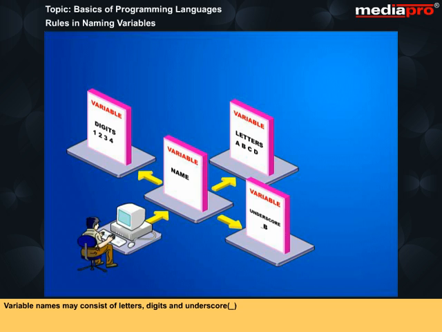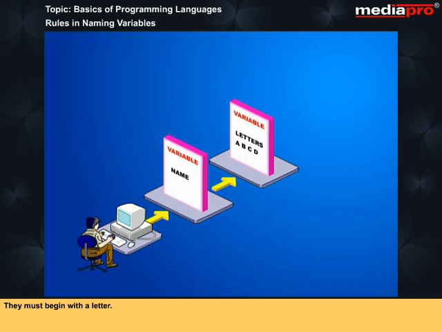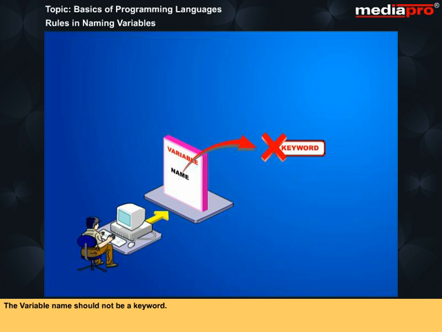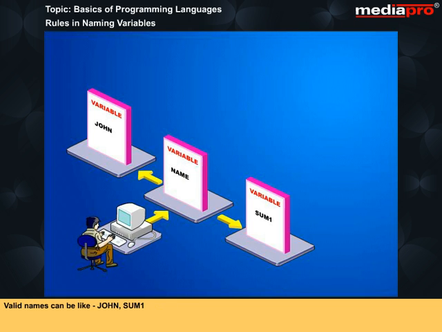Variable names may consist of letters, digits, and underscores. They must begin with a letter. Some systems permit an underscore as the first character. The length of the variable name should be a maximum of 8 characters, because that is the standard size that is recognized by the compiler. The variable name should not be a keyword. White space is not allowed. Valid names can be like John, someone. Invalid names can be like %123 or 123.